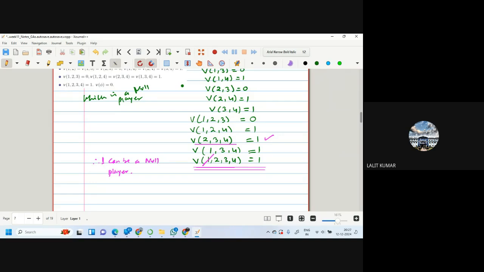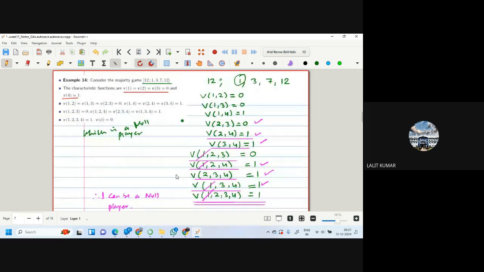Now I go to the other parts. I come to 1, 3, 4. Here 1 is available. I cut 1. I check whether the value of 1, 3, 4 is equal to the value of 3, 4. So this is 1, so this is confirmed. Now I come to 1, 2, 4. I remove 1, so this becomes 2, 4. 2, 4 is 1, so this is also 1. Here I remove 1 from 1, 2, 3, and this becomes 2, 3. It is the same, 2, 3 is 0. Now here I confirm.